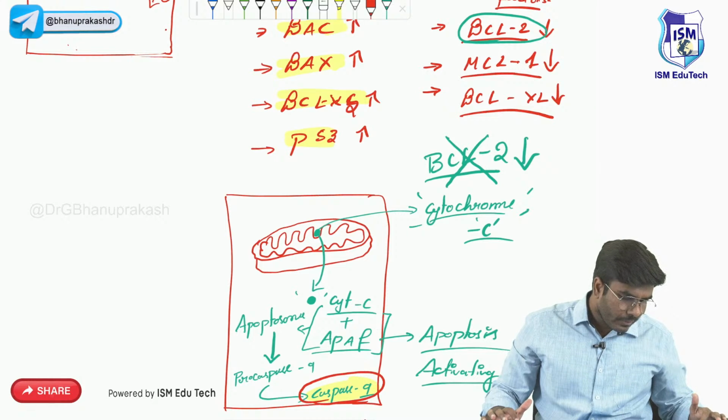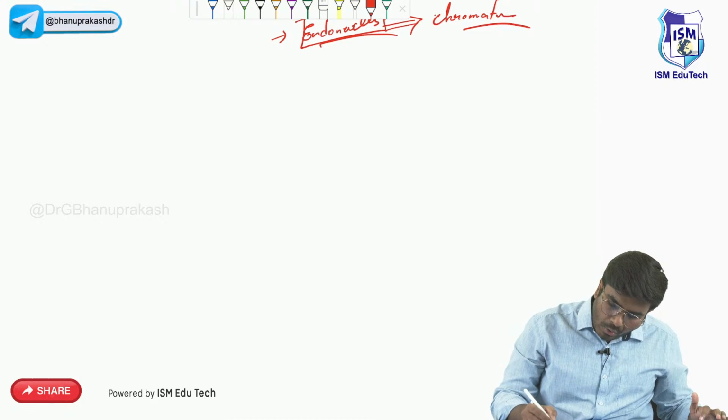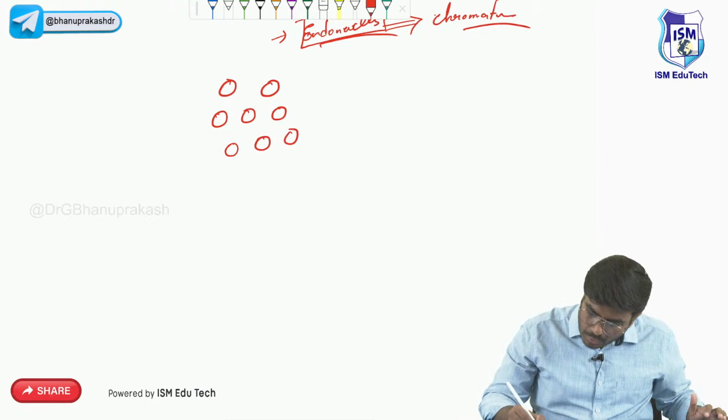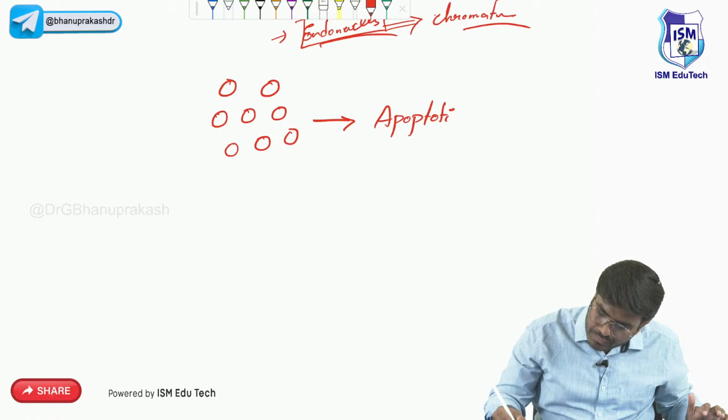Now the entire cell is dead and the cell is becoming small pieces. Now the cell was chopped down into small pieces. These small pieces left over are called apoptotic bodies.